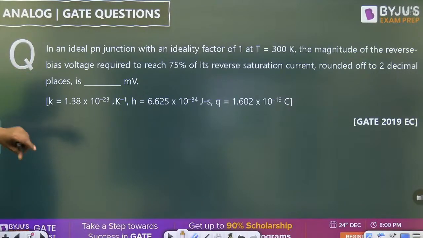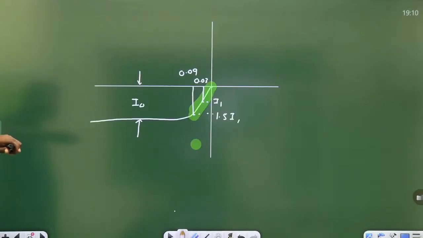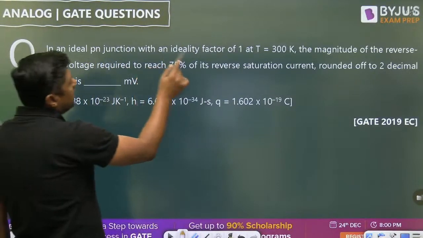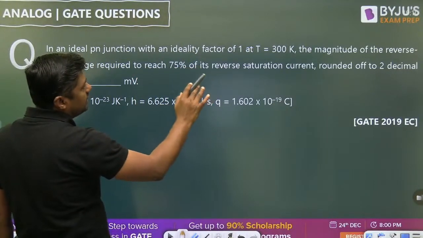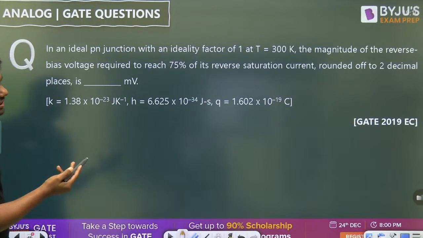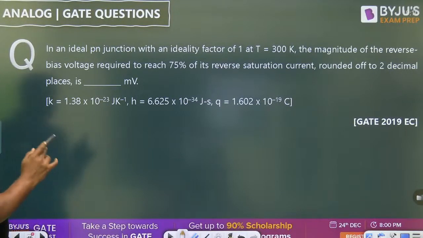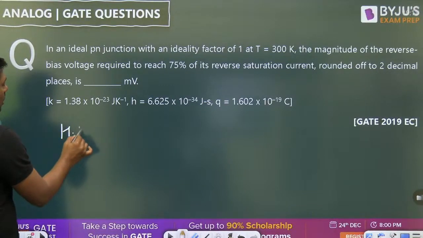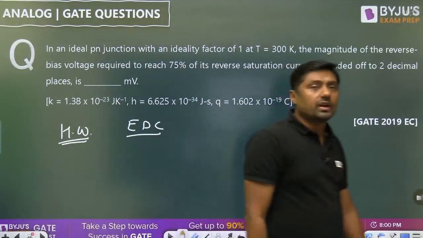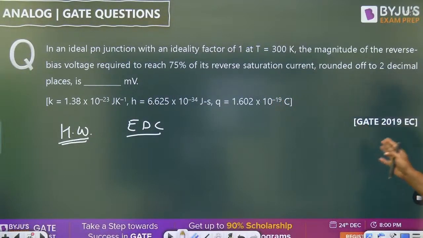Now a similar question, from 2019 in electronics. This is the question from 2020, 2 marks electrical, and that is the question in the electronics branch. An ideal PN junction with an ideality factor of 1 at 300 Kelvin. The magnitude of the reverse bias voltage required to reach 75% of its reverse saturation current, rounded up to 2 decimal places, is? Please try to solve this. This is homework. I have already solved this in EDC. Electronics students, go through my EDC session. You will get the idea or answer for this question. Similar question again, in 2019 and 2020. Same question.